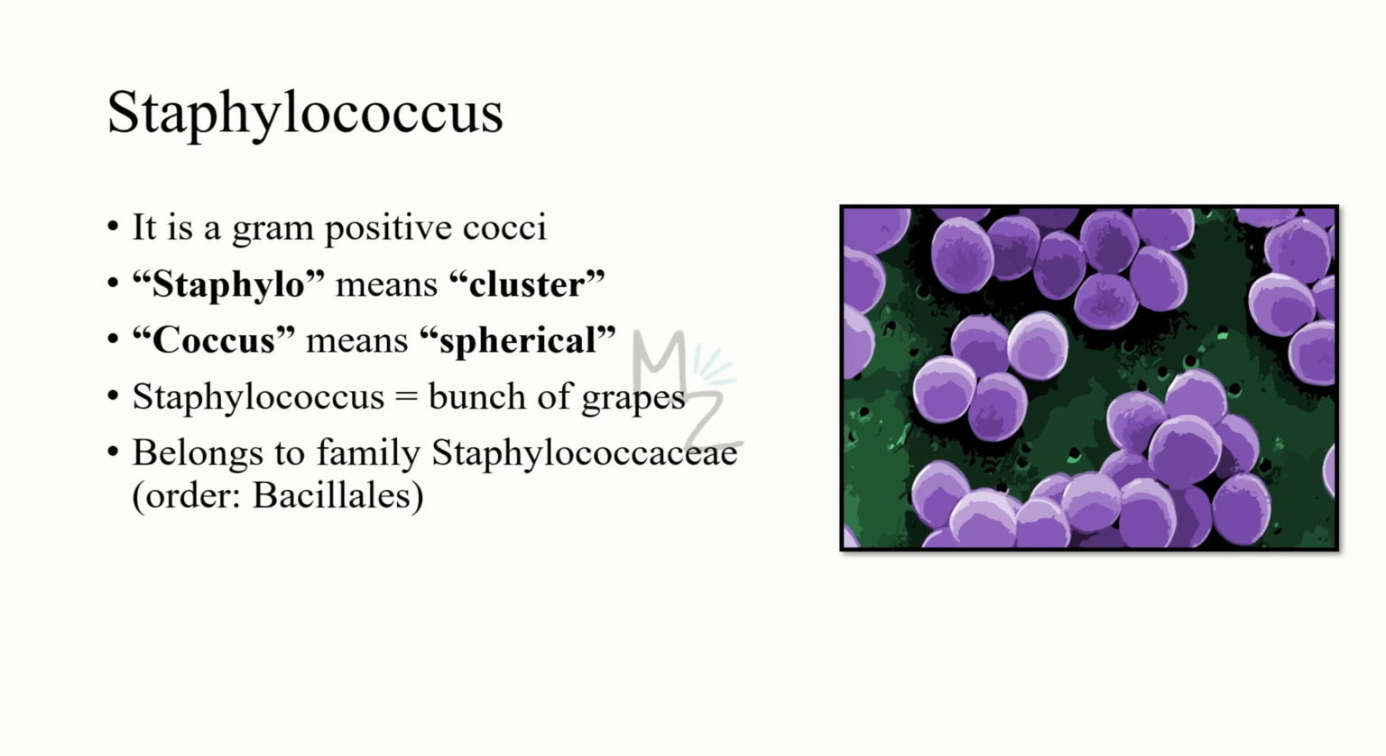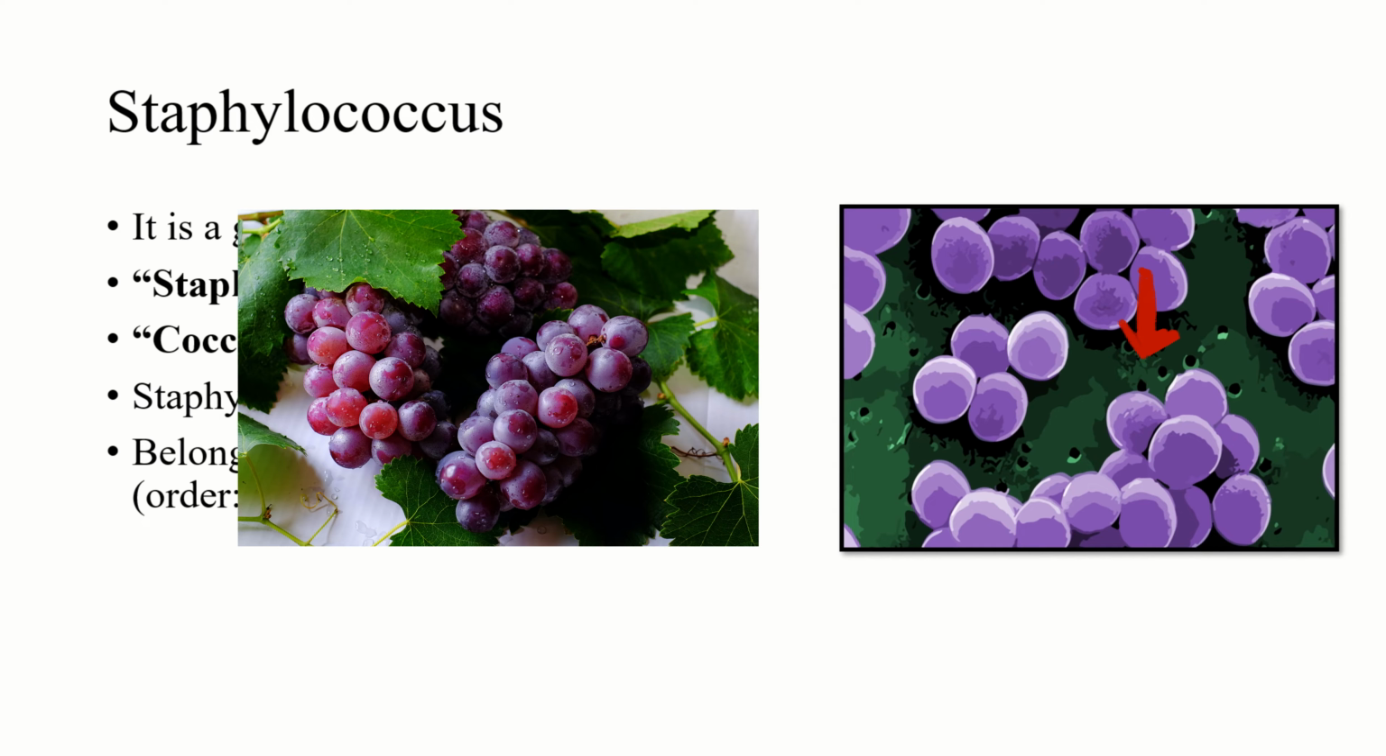Staphylococcus. It is a gram-positive cocci. It has got two words in it. First one is staphylo, which means cluster, and the second one is coccus, which means spherical. Spherical means kind of round, as you can see in this picture. And Staphylococcus resembles a bunch of grapes. As you can see, this one is actually resembling the bunch of grapes.